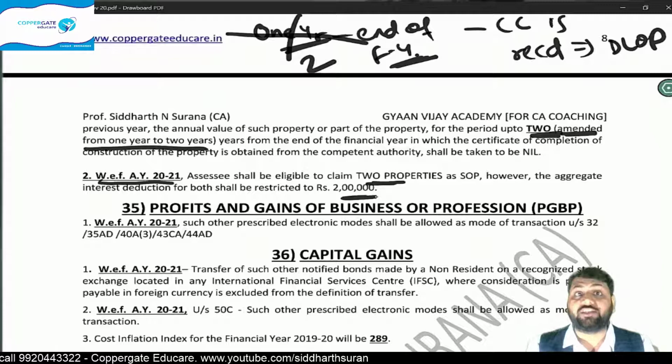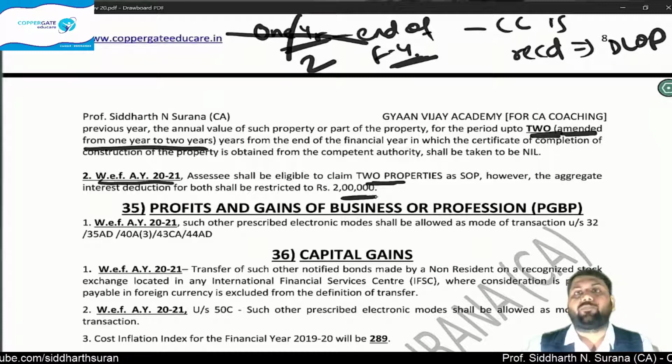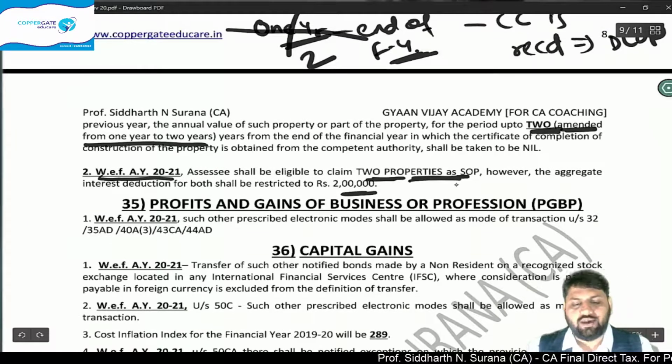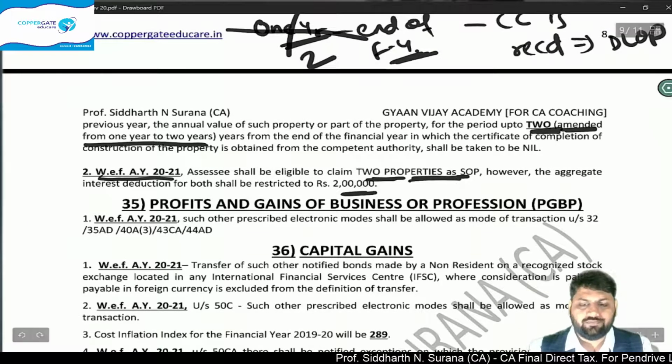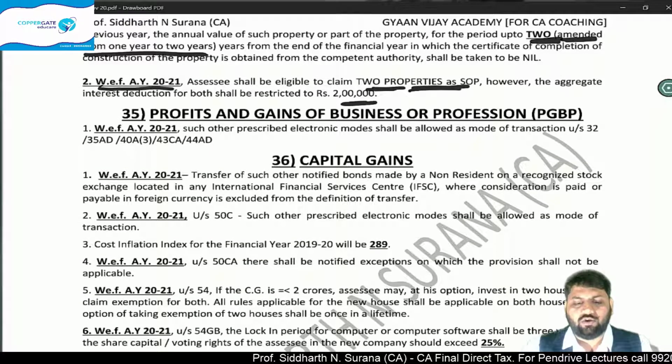Big change, easy to understand, but very high level practical implication. You are now allowed to claim the value of two properties as self-occupied property. So from the third property onwards, DLOP provisions will get attracted. Assessee will be eligible to claim two houses as SOP. Clear? Next, head of income, profits and gains of business or profession. Profits and gains of business or profession.